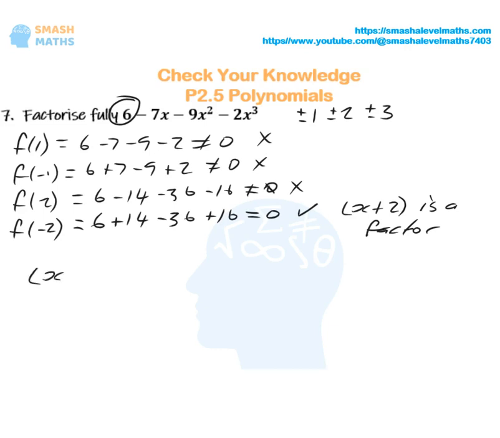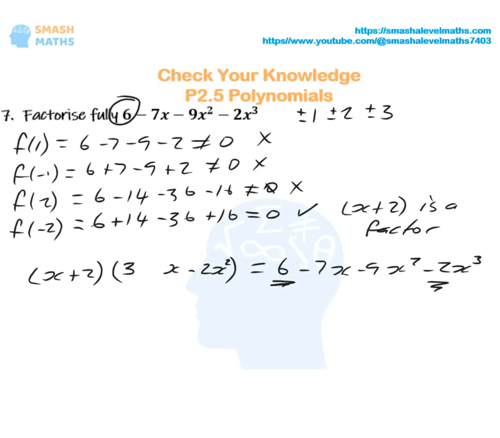So we've got x plus 2 multiplied by some quadratic factor equals 6 minus 7x minus 9x squared minus 2x cubed. Now, because the x cubed term is a negative here, I'm going to put that at the back there, and that's going to be minus 2x squared. That's going to be minus 2x cubed. I know the 6 has got to come from 2 times 3, so I'm going to put that there. We've got our x's. Now, how many x's are we going to need?